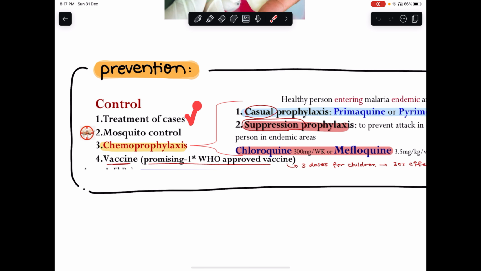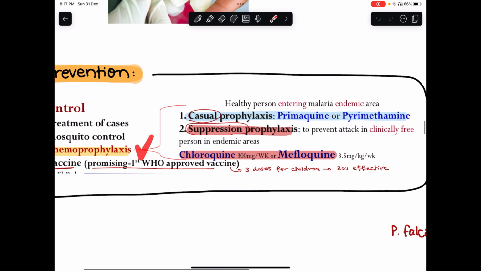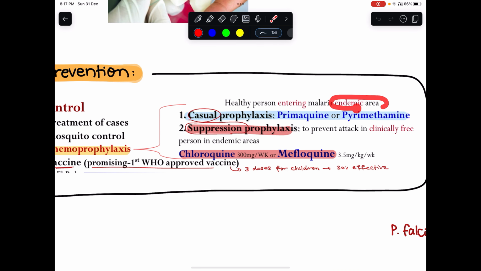So for prevention and control, you treat the cases, you do mosquito control, and there is a vaccine in children now, and also we have chemoprophylaxis. Chemoprophylaxis is if someone's visiting an endemic area. Now, if the person is completely healthy, give them the causal prophylaxis. What is that? We have primaquine or pyrimethamine. This healthy person gets the premium subscription, primaquine.